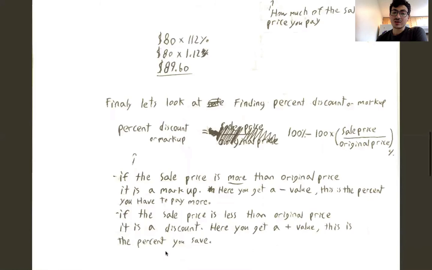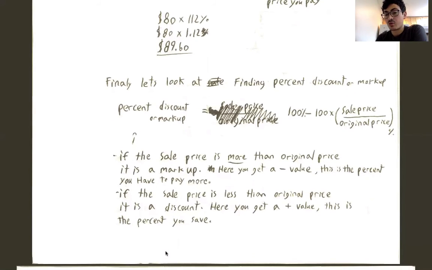Okay, so the last thing I want to look at, this one might be a bit tricky, so we're going to touch on this again next class. So finally, let's look at the percent discount or percent markup. So how do we find how much we're saving, or how much the price can be marked up? We can find both in one formula.